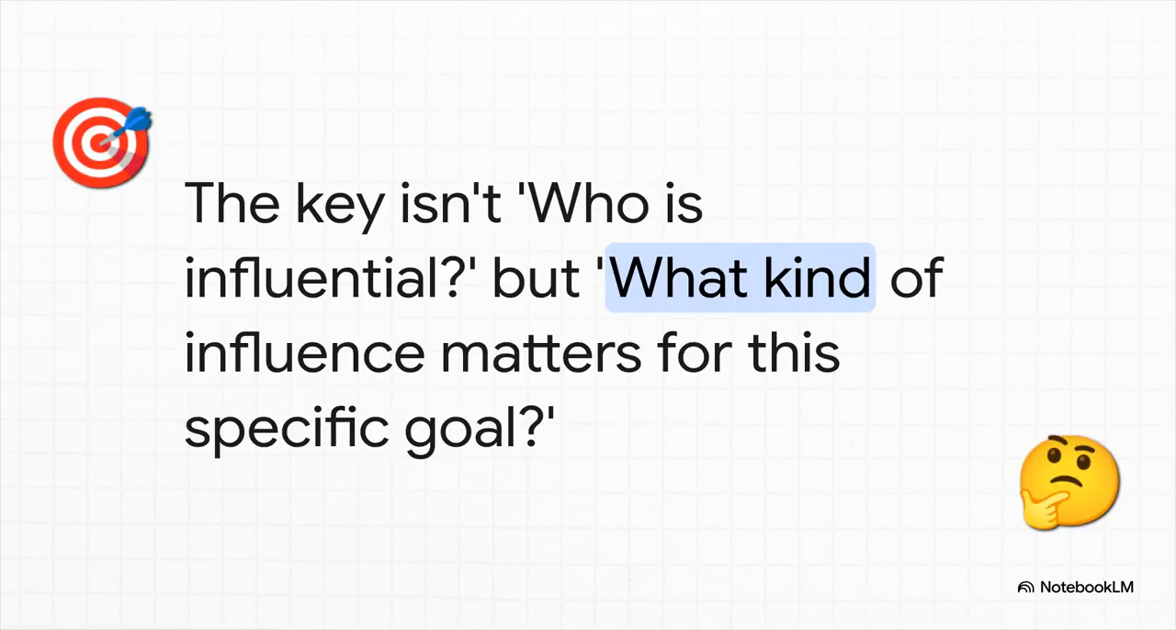And this really leads to the ultimate point. The key isn't to just ask who is influential. The real question is, what kind of influence actually matters for what I'm trying to do? If you want to spread a message fast, you look for closeness. If you need to connect 2 separate groups, you find the person with high betweenness. The right answer always depends on the question you're asking.